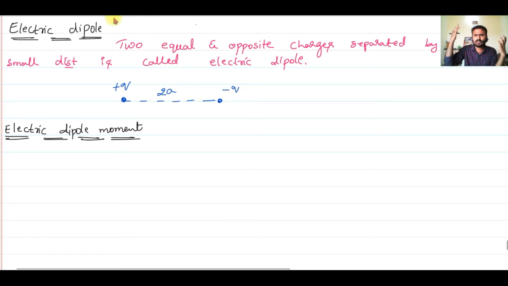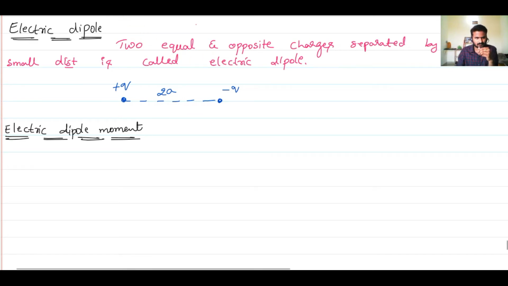It is somewhat like a couple. You remember that two equal and opposite forces separated by a distance is nothing but a couple. And how do you measure the torque or moment of force due to the couple? It is the product of one of the forces and the perpendicular distance between them, right? So here the electric dipole moment is defined as the product of the magnitude of any one of the charges and the distance between the two charges.